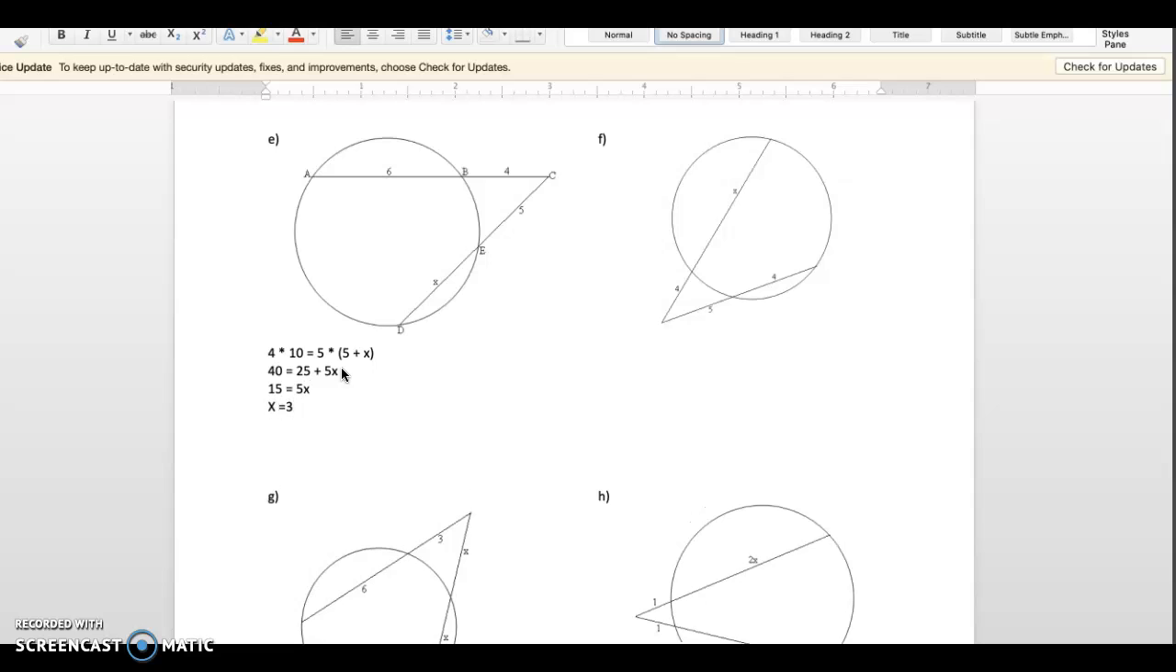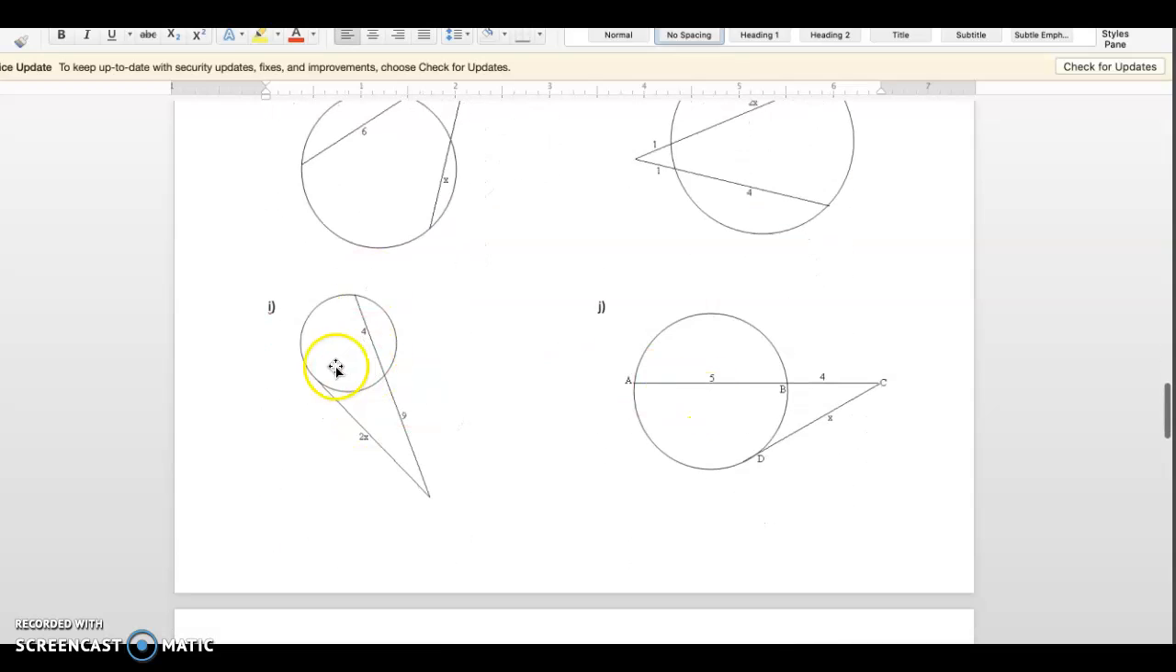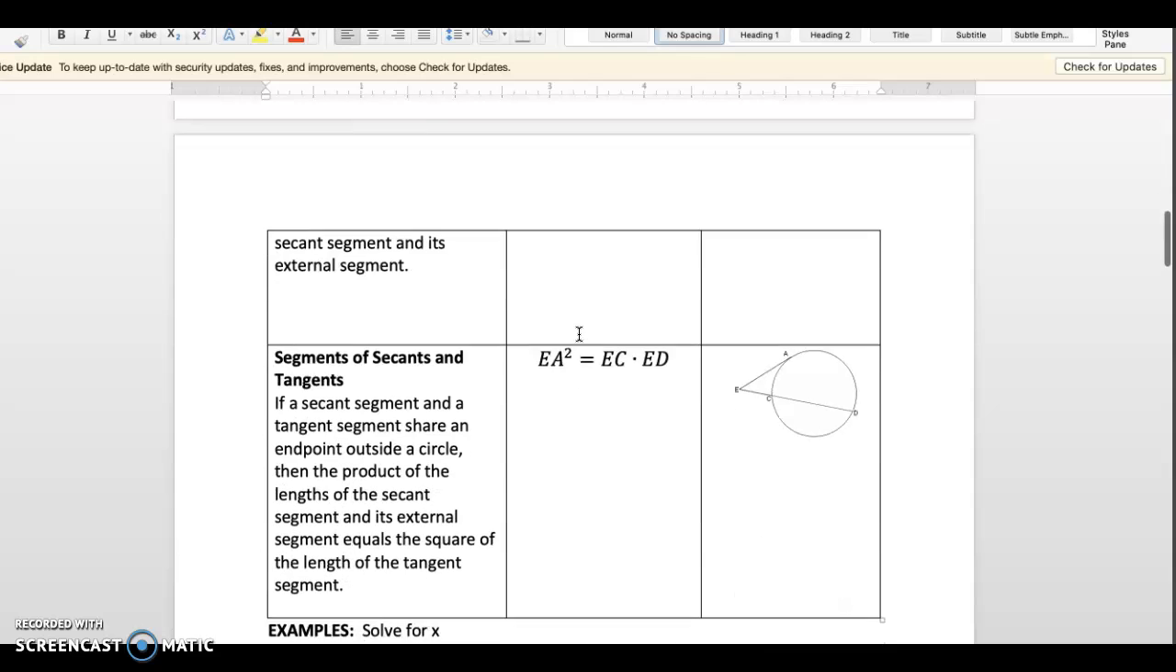And if you're not sure if that works out, always plug everything back in to check if it works. So I'd be plugging in 3 here, and I would be wondering if 5 times this entire length of 5 plus 3 is 8. So does 5 times 8 equal 40? Yes. Does 4 times 10 equal 40? Yes. The last two examples deal with my out of order skills here.